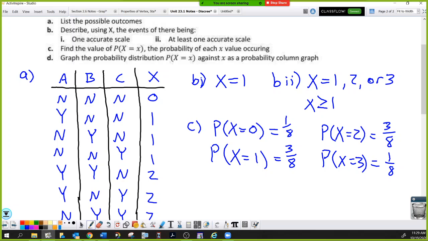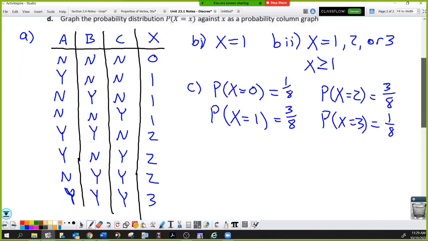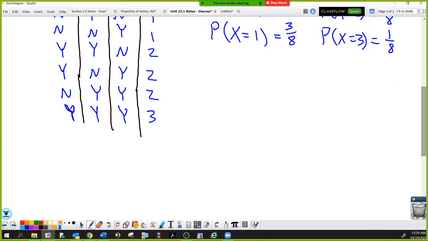It says graph the probability distribution against x as a probability column graph. It just wants us to draw a column graph. That's all it wants. Okay. Well, my probabilities are 1/8 and 3/8, and that's it. You okay back there, Gavin? Is this part D? Down here are my x values.